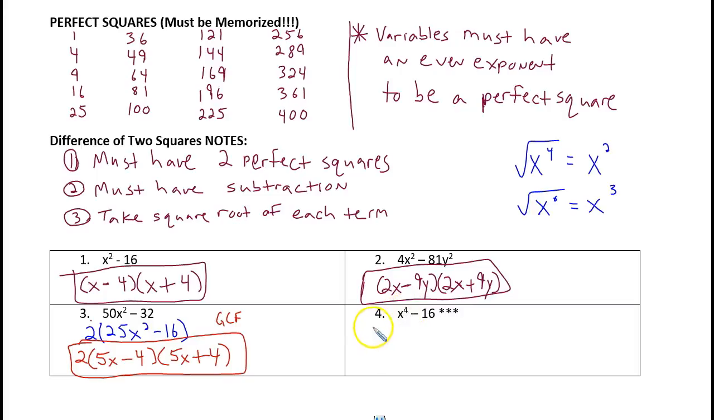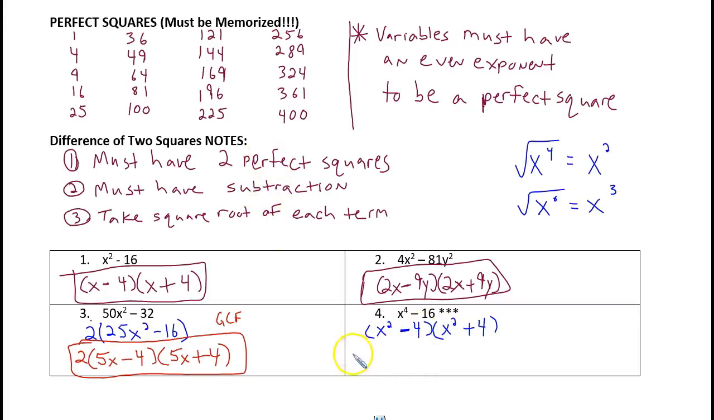So when we break this apart into our parentheses, and we take the square root of x to the fourth, it's going to be x squared times x squared. The square root of 16 is 4. And we're going to have our minus sign and our plus sign. Now, since x to the fourth minus 16 factored to give us x squared minus 4 and x squared plus 4, I want you to look closely at these and notice that x squared minus 4 fits this pattern of two perfect squares having subtraction.